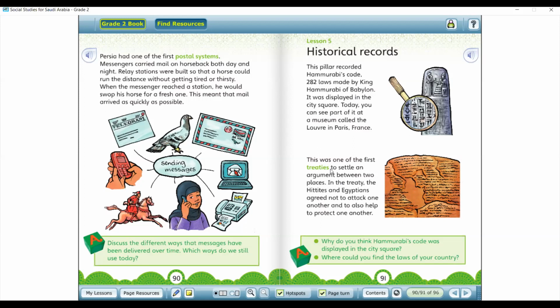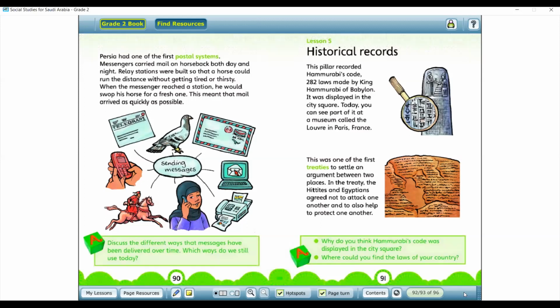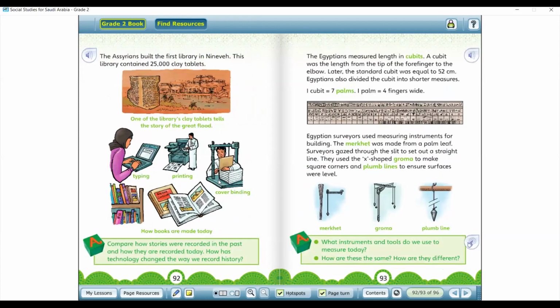In the treaty, the Hittites and Egyptians agreed not to attack one another and to also help to protect one another. So there was a treaty because there might have been a misunderstanding previously between the two nations, which could have led to war. So there we have our first pages that we needed to know.